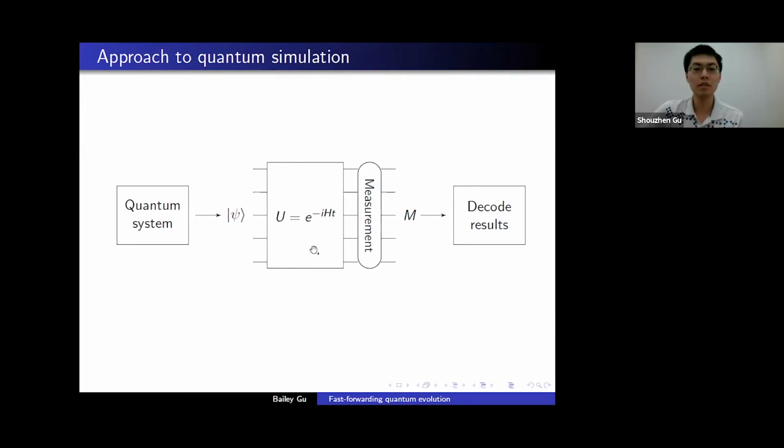Then we want to implement the time evolution operator of the system, which is given by e^{-iHt}, where H is the Hamiltonian that is mapped to the quantum computer. Typically we would decompose this unitary into some elementary gates that we can easily implement on the quantum computer. And finally, we would make a measurement at the end, which would give some result m. Afterwards, we can do some classical post-processing to determine the quantity that we're interested in, for example, the expectation value of some observable.